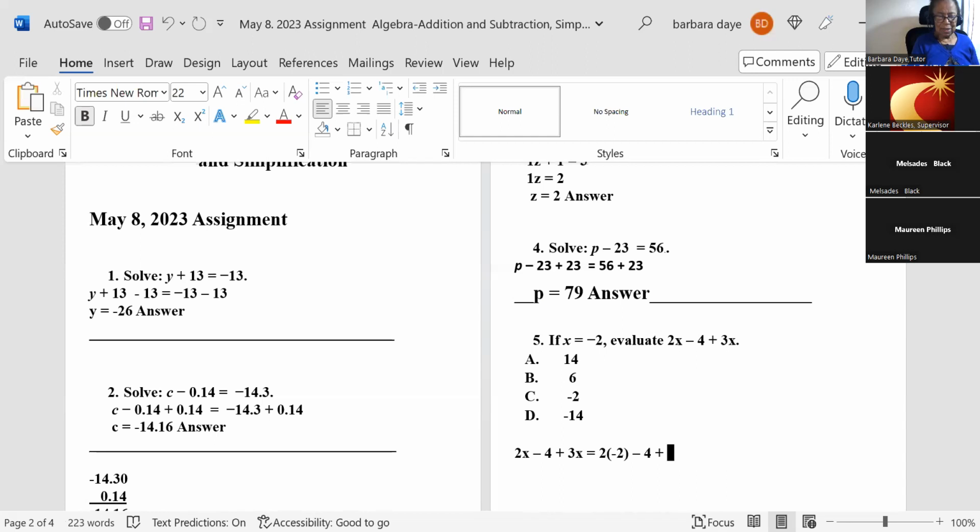Okay, let's see if we could figure it out. No, Maureen. Let me put it here. Wherever you see an x, you're putting a minus 2. So 2x becomes 2 times a minus 2. Then I have the minus 4, that's the constant term, plus 3x. So how would I substitute the minus 2 in the 3x term? What would that look like?